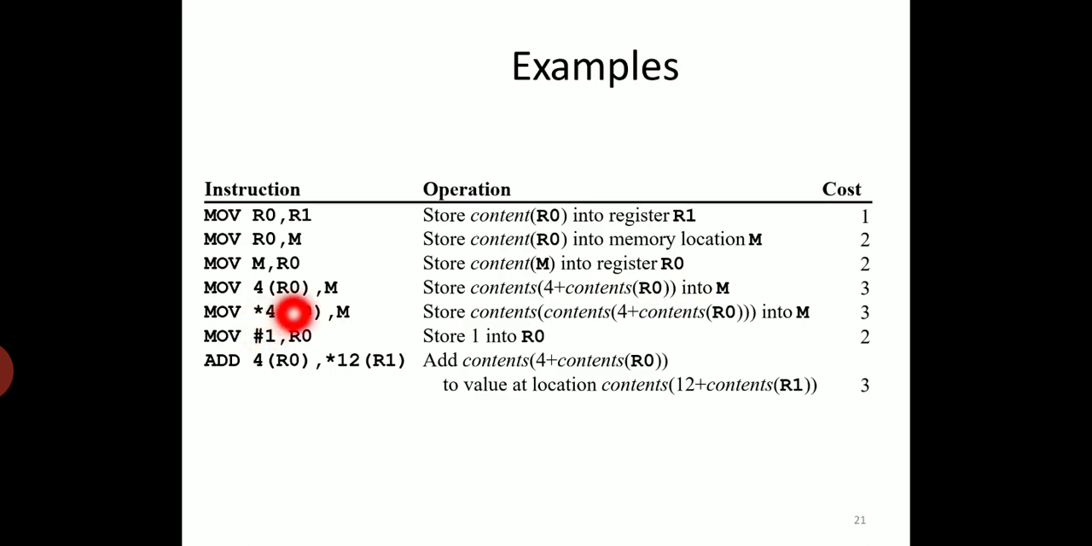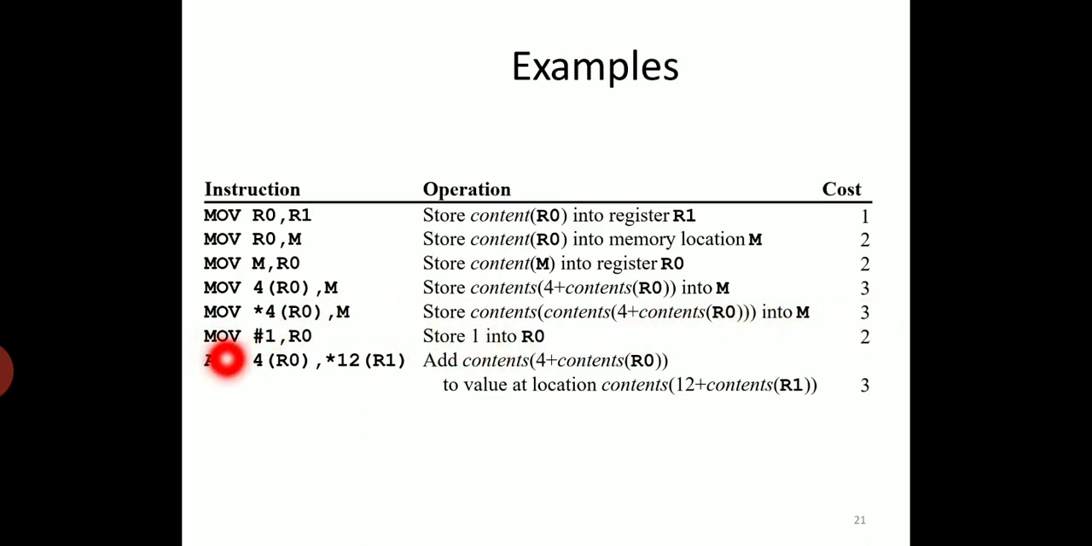In the case of move 4 of R0, M, the memory location has one cost. In addition to that, 4 is there. So 1 plus 1, 2, along with the basic cost. So the total cost is 3. Move star 4 of R0, M. Here also the same thing. Basic cost 1 plus memory location cost is 1, along with the cost for that 4, that is 3.